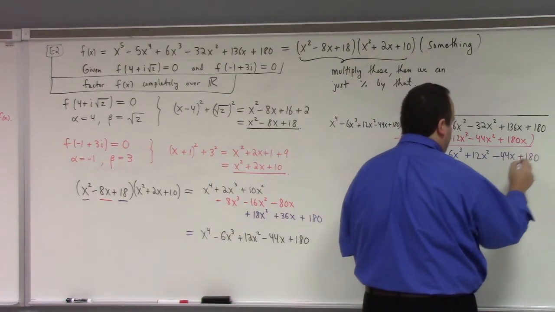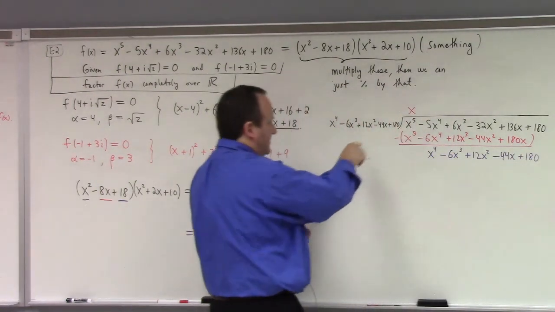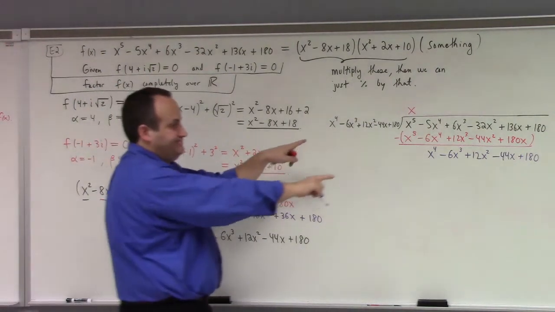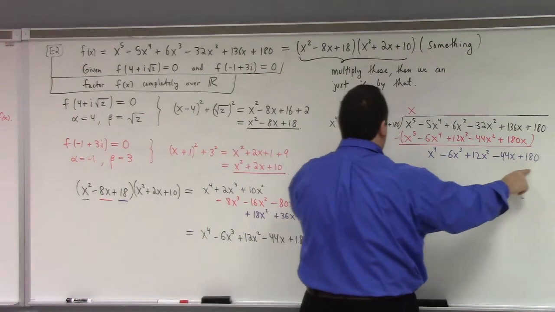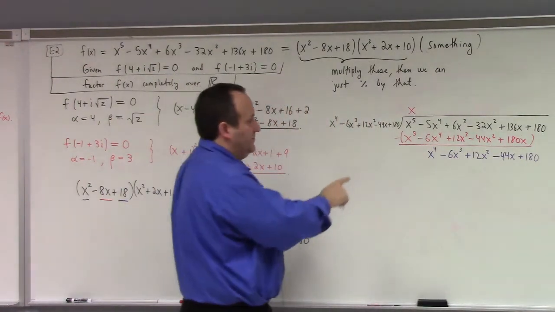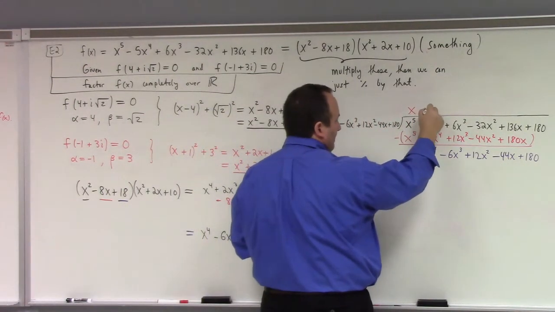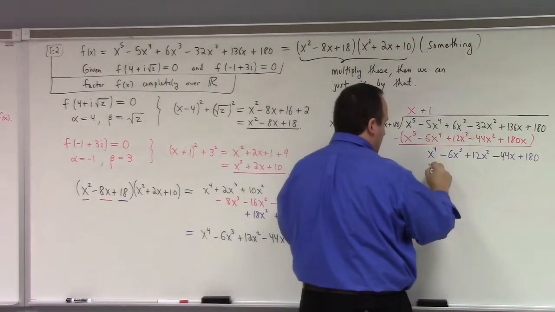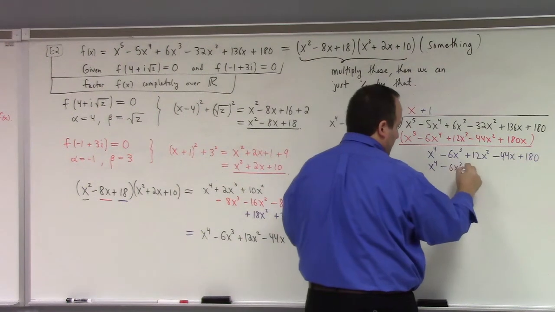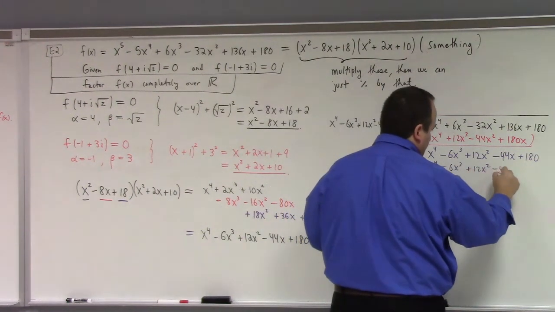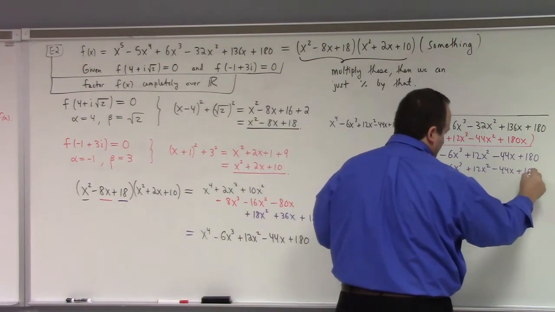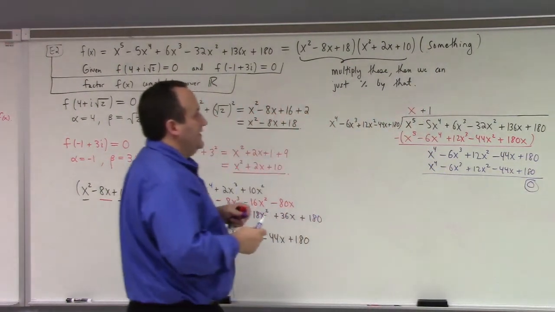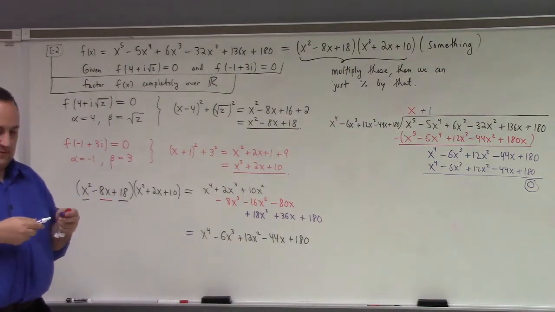So then what happens? How do you get this from that? Wait a minute, this is that, right? See that? These are identical, which means I should put a plus 1 up here. Then I get x to the 4th minus 6x cubed plus 12x squared minus 44x plus 180. And that leaves us a remainder of 0, which means I can go up to the top.